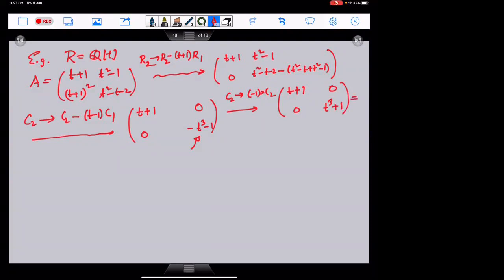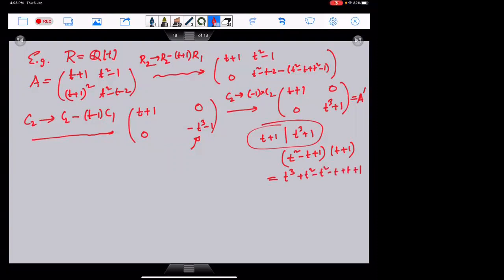So this is now my A prime, and you observe that t plus 1 divides t cube plus 1. This is correct, right? Does it divide? Sorry? T plus 1 does not divide? T cube plus 1 is t plus 1 times t square minus t plus 1. And t cube plus t square... Yes, minus 1 whole cube plus 1 is also 0. So it is true. Yes, ma'am.